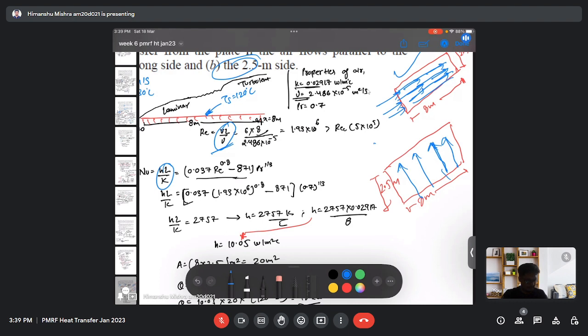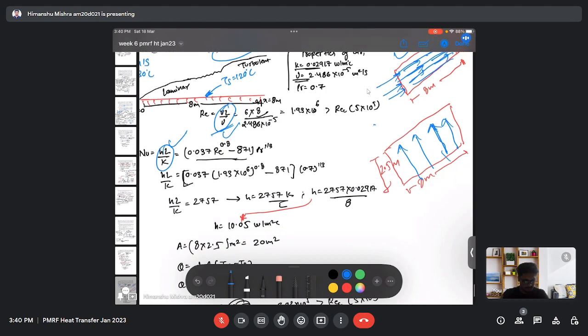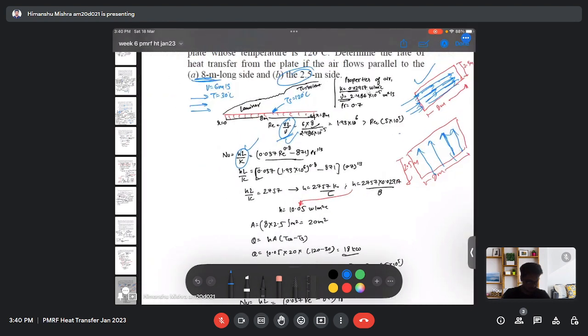Now when the flow is along the width, our characteristic length changes to 2.5 meter. So our Reynolds number and the Nusselt number are going to change, and hence our heat transfer will be affected. So yeah, any doubt in this problem?